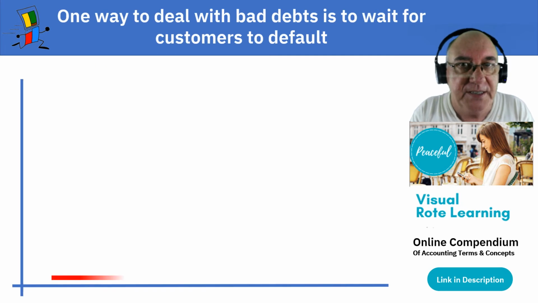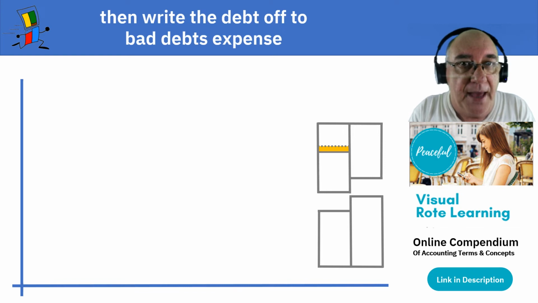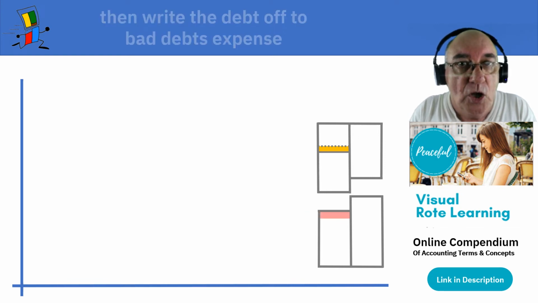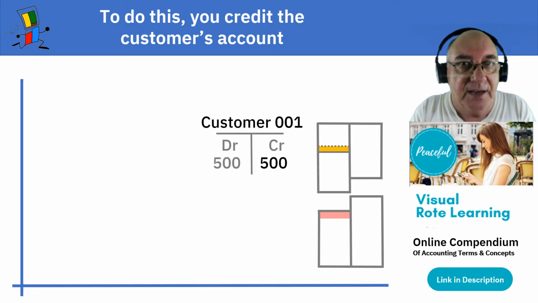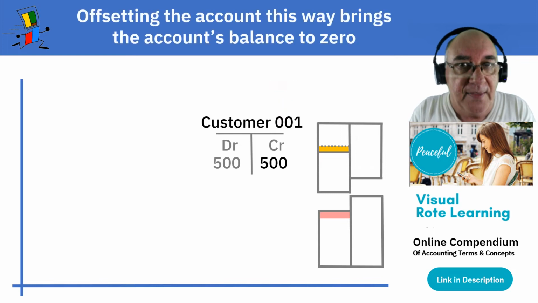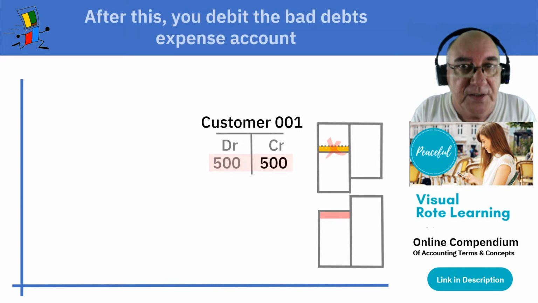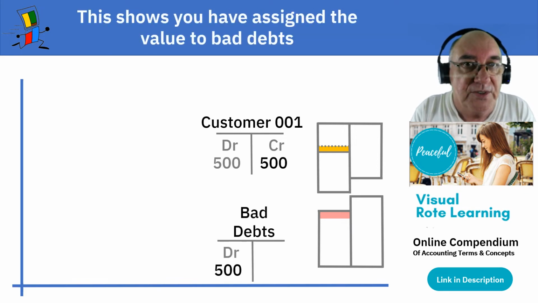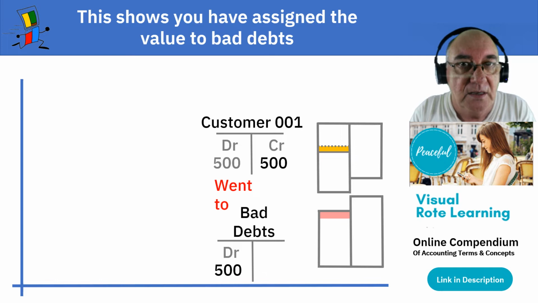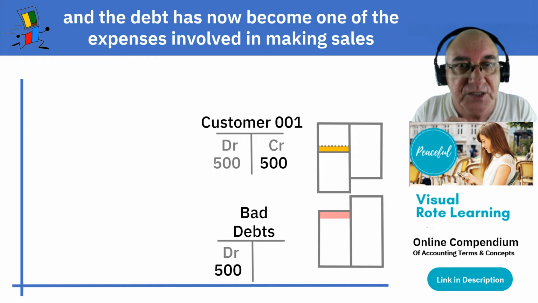One way to deal with bad debts is to wait for customers to default, then write the debt off to bad debts expense. To do this, you credit the customer's account. This shows you have taken value from the account. Offsetting the account this way brings the account's balance to zero, thereby writing off the debt. After this, you debit the bad debts expense account. This shows you have assigned the value to bad debts, and the debt has now become one of the expenses involved in making sales.